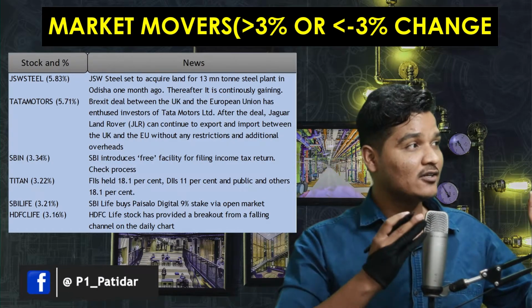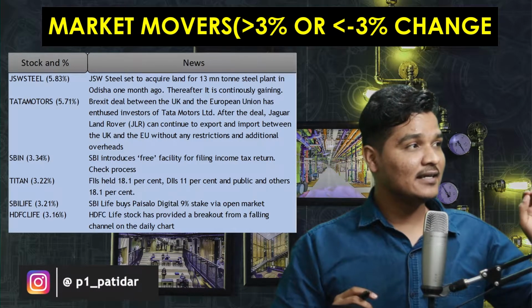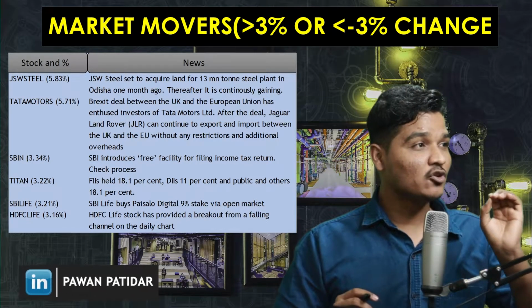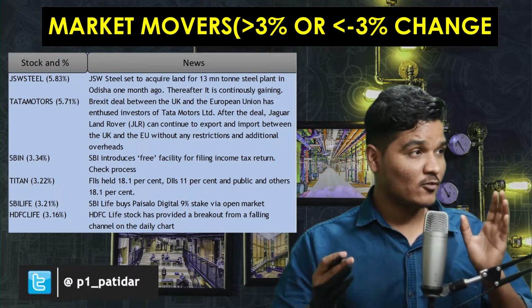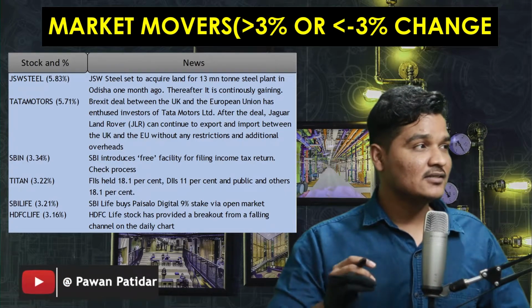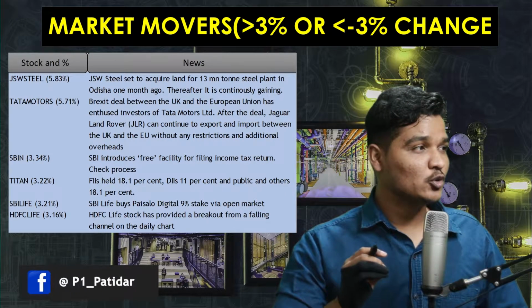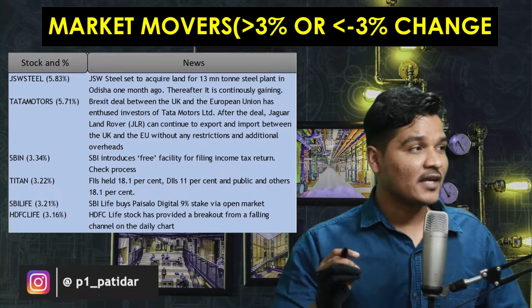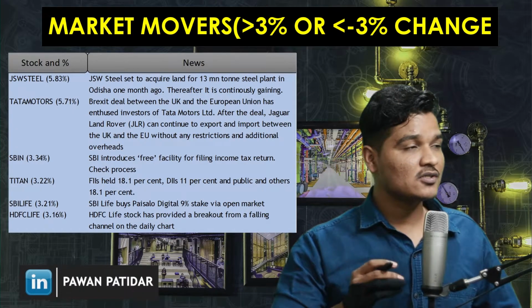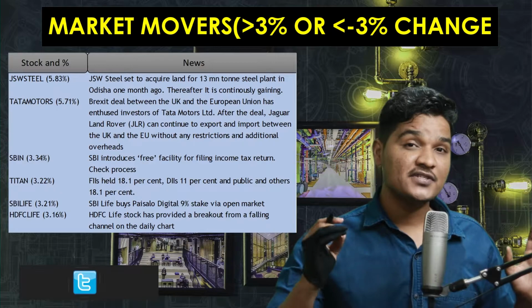Well, why did Tata Motors gain 5.71%? Well, the Brexit deal between the UK and the European Union has enthused investors of Tata Motors Limited. After the deal, Jaguar Land Rover can continue to export and import between the UK and the European Union without any restrictions and additional overheads. So that was good news for Tata Motors, and that's why it has gained 5.71%.